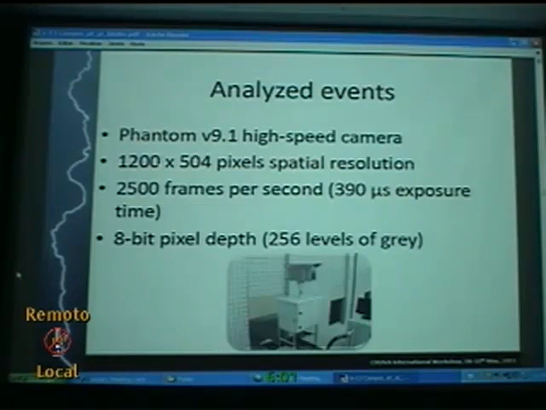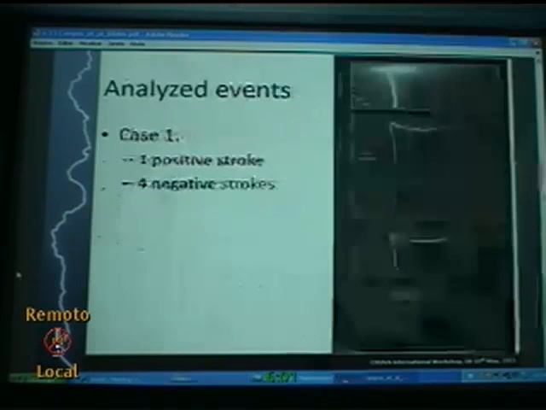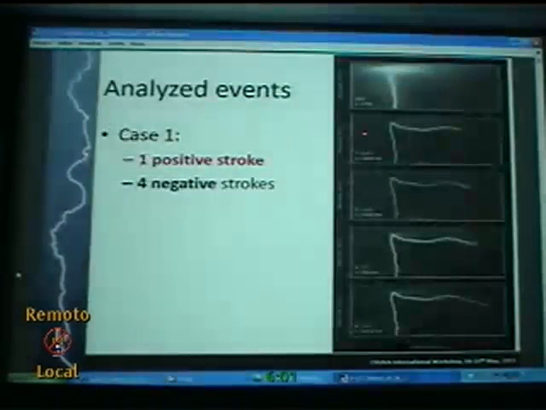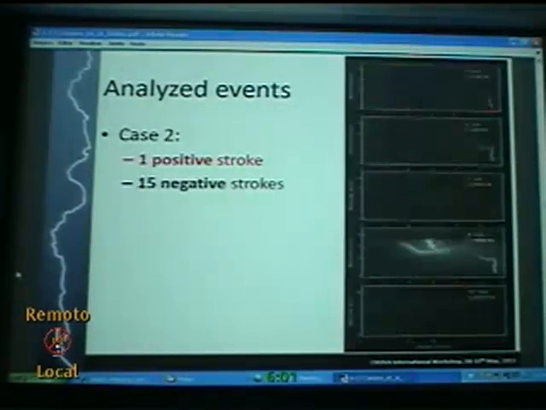Resolution, 1200 pixels by 504 pixels. It was recording at 2500 frames per second with 390 microsecond exposure time in an 8-bit pixel depth, which means we had 256 levels of gray. So this is the first event, the initial positive stroke, and 4 subsequent negative strokes.